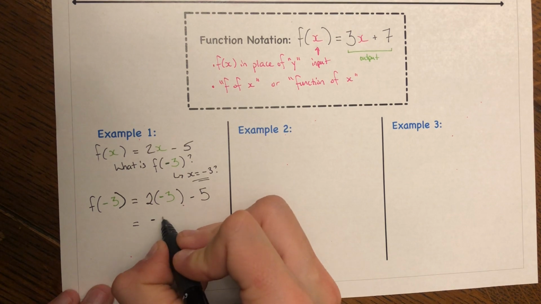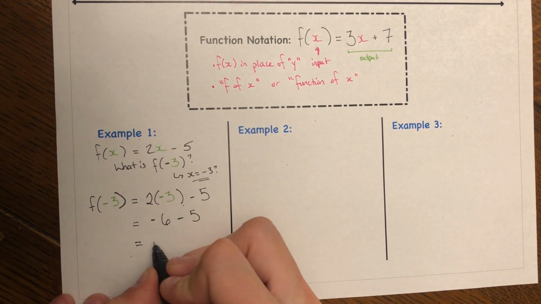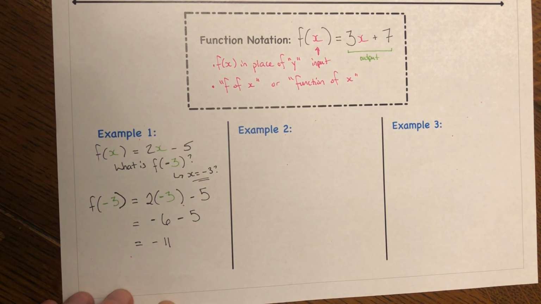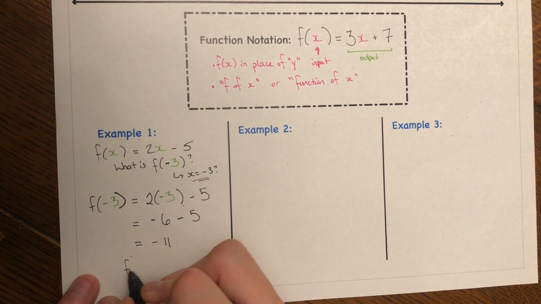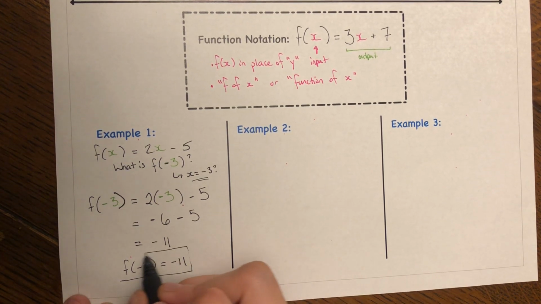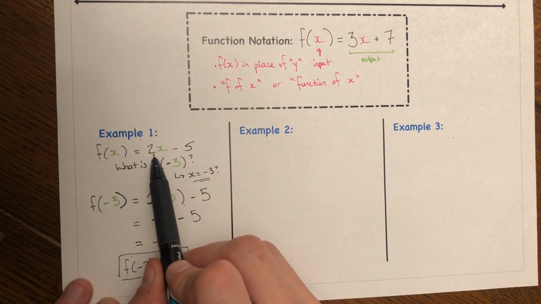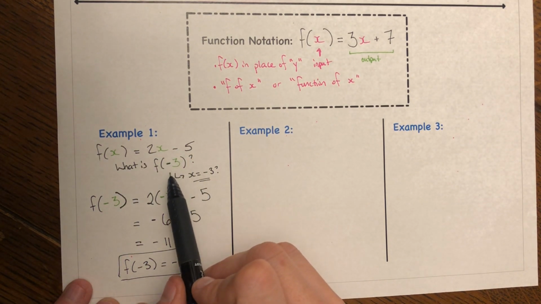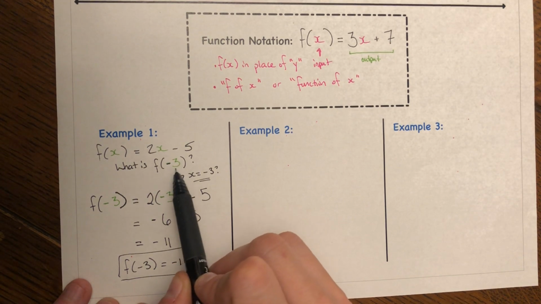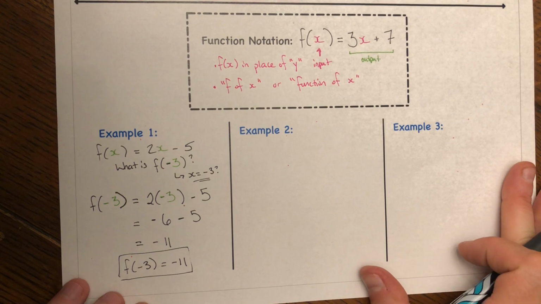2 times negative 3 is negative 6. Minus 5, that gets me negative 11, and so I can say confidently that f of negative 3 is equal to negative 11. You can kind of do that mentally too. If we know our function times by 2 and subtracts 5, I can say 2 times negative 3 is negative 6, minus 5 is negative 11, to make sure my work makes sense.